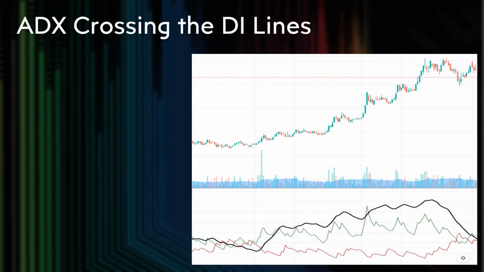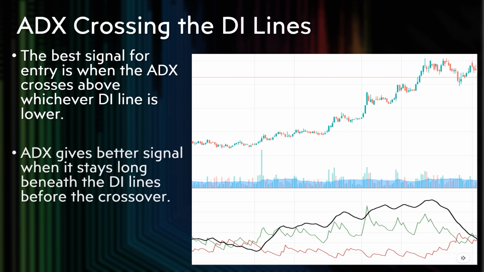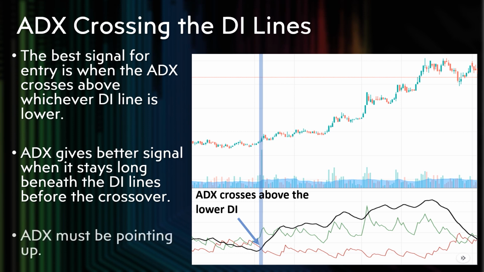The best signal for entry is when the ADX crosses above whichever DI line is lower. ADX gives a better signal when it stays long beneath the DI lines before the crossover. In this example, ADX crosses above the minus DI, which is the lower among the DI lines. The ADX must also point up while crossing the DI line to indicate the buildup of the momentum.